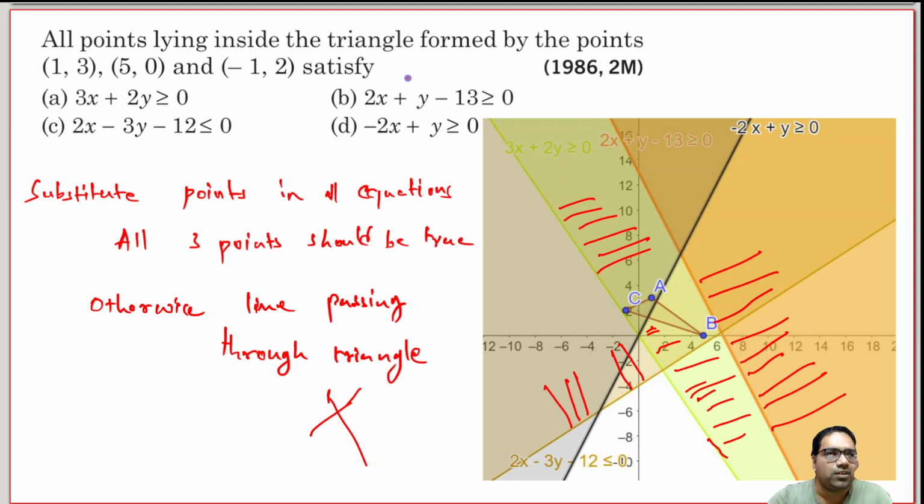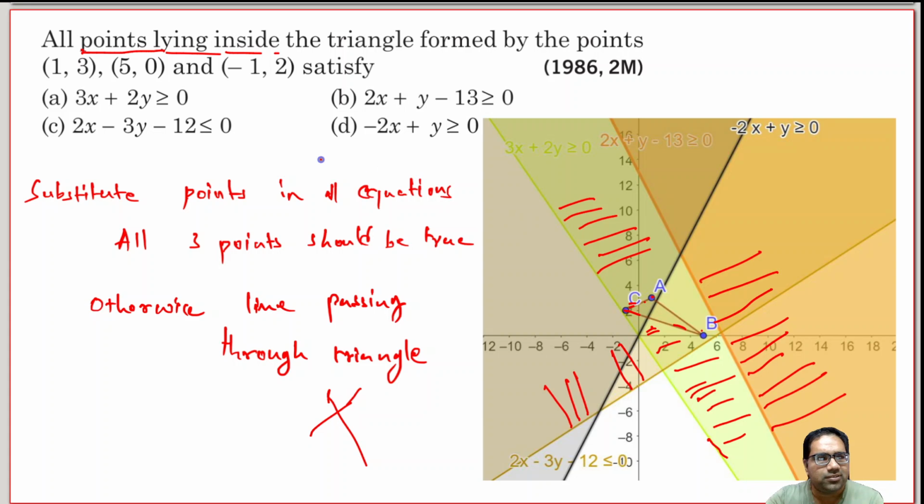Now, what does that mean? What is it that is asked? If all 3 points are lying on the same side of these respective lines, then every point in the triangle will be on the same side of the line. All points lying inside the triangle, it is redundant. We don't need to check each and every point within the triangle because this is a triangle. If all the 3 points are on the same side, then obviously the entire triangle will be on the same side of this line.